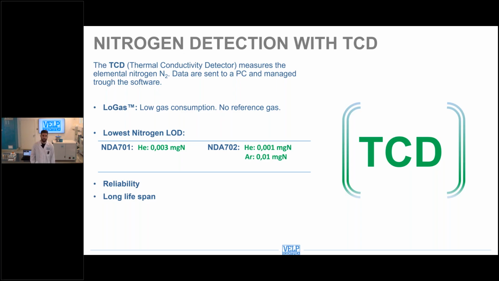In fact, Velp takes part in the BPA proficiency test for feed samples. So every month, the BPA circuit sends us samples that come from the feed sector. We analyze them with the Velp elemental analyzers, and we give them back the results. After they have the results, they give us feedback with the range of the results and the score, so whether the results are satisfactory or not.